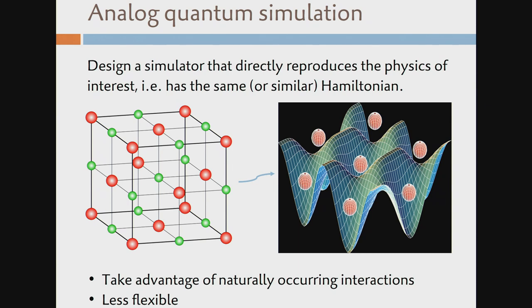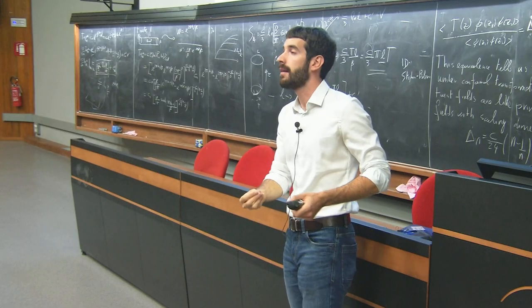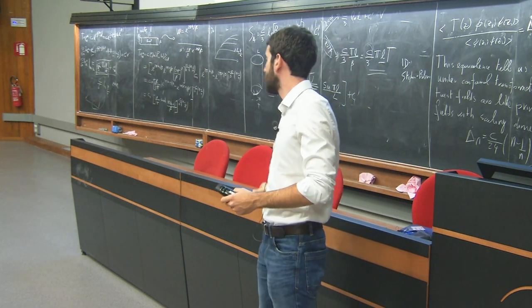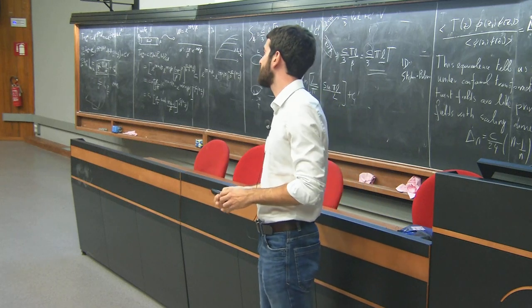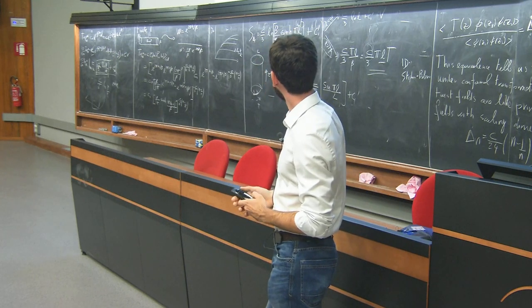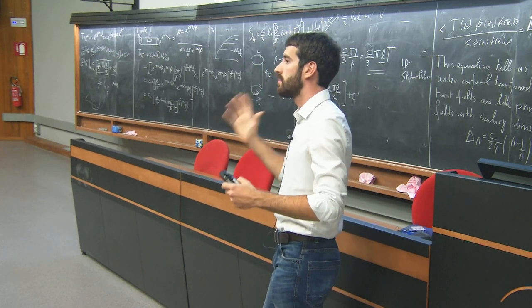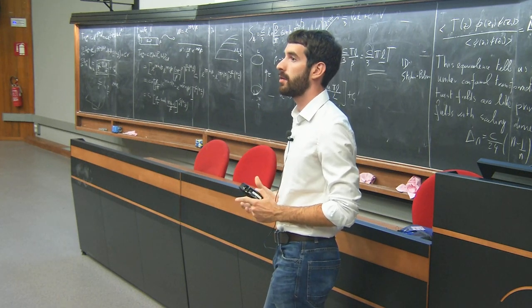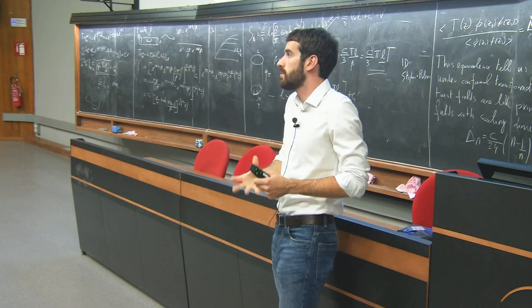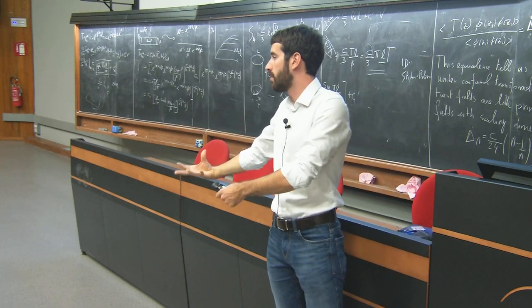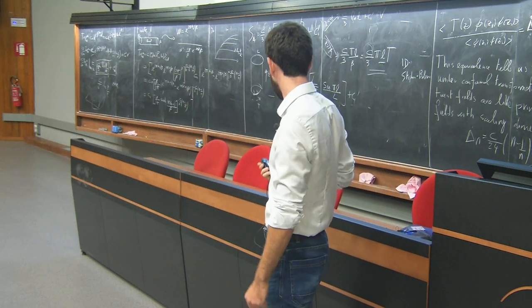Well, the very nice thing about such an approach is that you take a system that you build in the lab, and this system already has the interactions that you are looking for, given by, it could be dipole-dipole interactions with atoms, or Coulomb interaction, or whatever it might be, they are already there. You don't have to go to great lengths to engineer them. However, this also means that you are less flexible because you are restricted to using the interactions you already have present in your lab to simulate the physics that you want to.